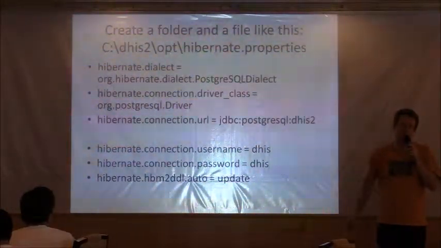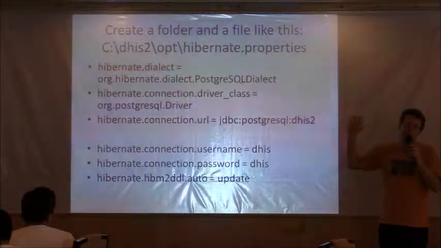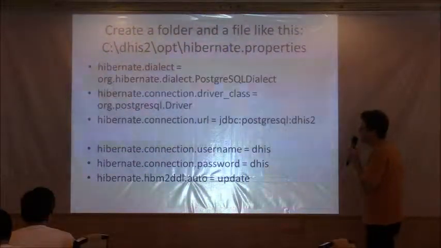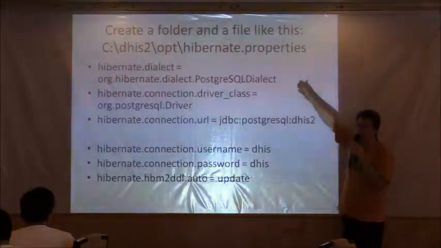So you start with an empty database, you connect to DHIS, and then it creates 250 tables. So you don't have to do that manually. Okay? So this file is incredibly important.